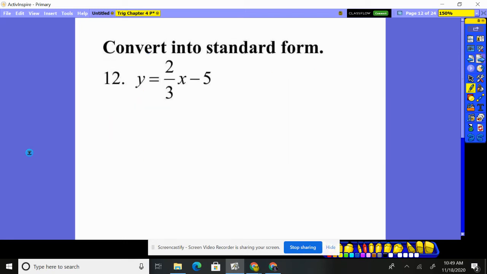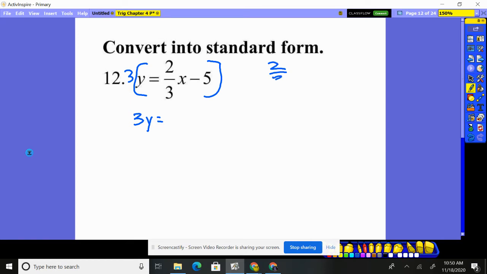12, fraction. Let's go ahead and just take care of the fraction first. There's multiple ways to do this. We could move it over, and personally, I would move it over first, but I think we're best to clear out anything that's going to create a problem for you. So let's just multiply everything through by 3. That'll take care of the fraction part. That gives me 3y equals 3 times that 2/3.